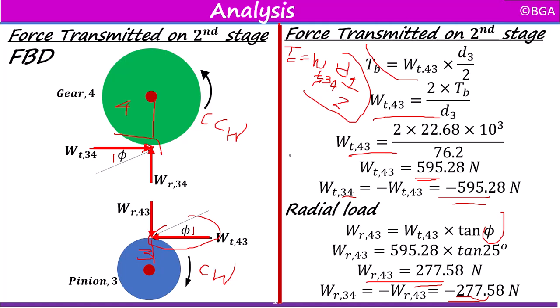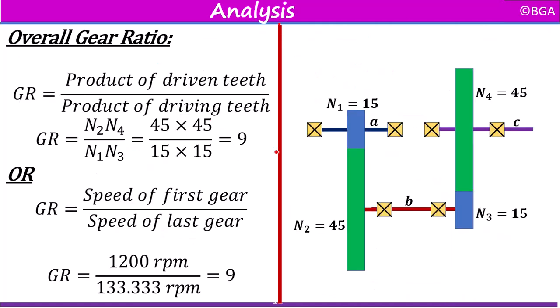One last thing is how to calculate the overall gear ratio for such a gear system. The overall gear ratio, or so-called gear ratio, is simply the ratio of the product of the driven gear teeth divided by the product of the driving gear teeth.